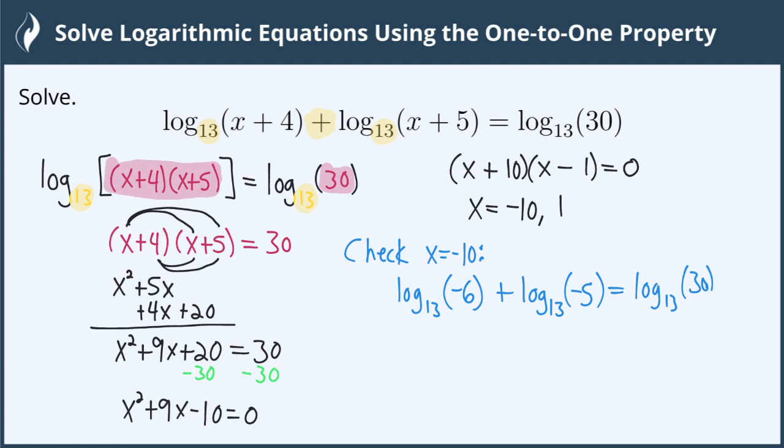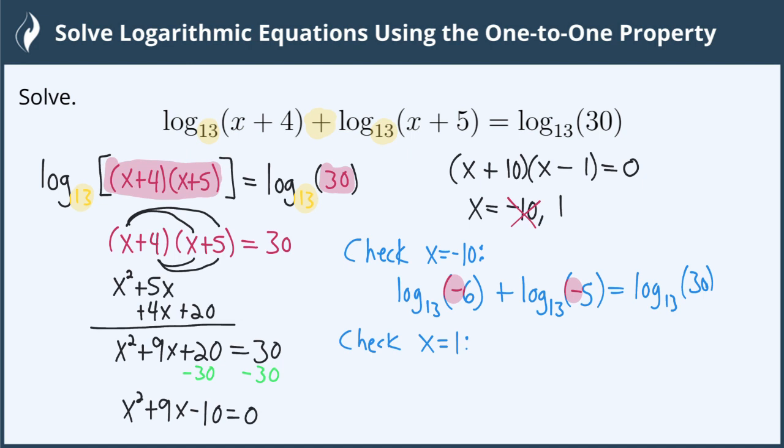So again, this is not going to work out because we have a negative in front of the 6 and the 5, which are both what the inside of the logarithm simplifies to. So because of that, we can eliminate negative 10 from our solutions. So it's possible that we will also eliminate x equals 1. Let's check it to see.